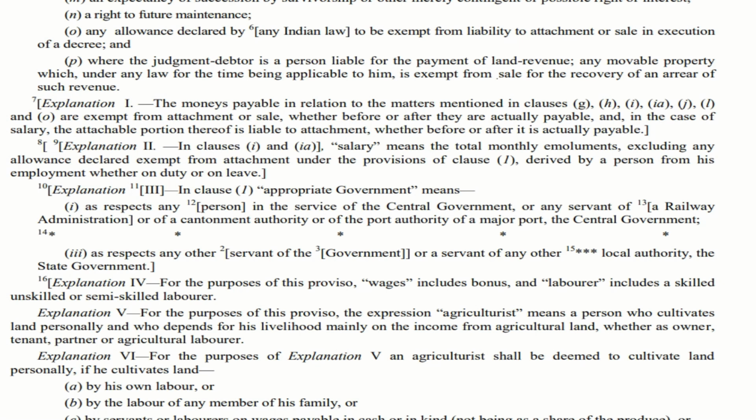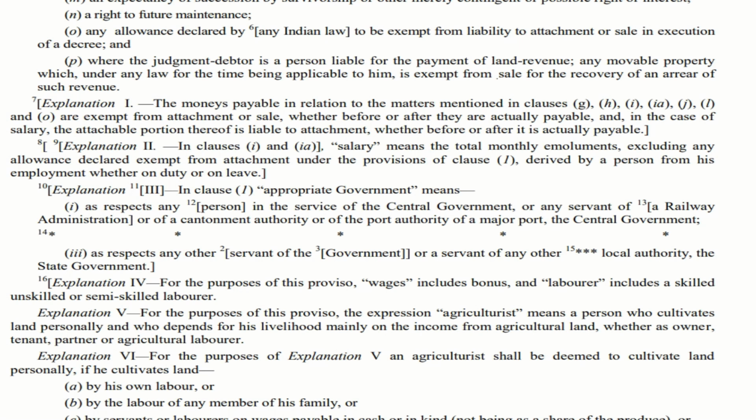The answer is you need not consider about it. It can be before or after. It is immaterial. So the simple aspect is if it is a salary or a wage or any other similar kind of thing, it cannot be attached. It is exempted as provided earlier in those clauses.